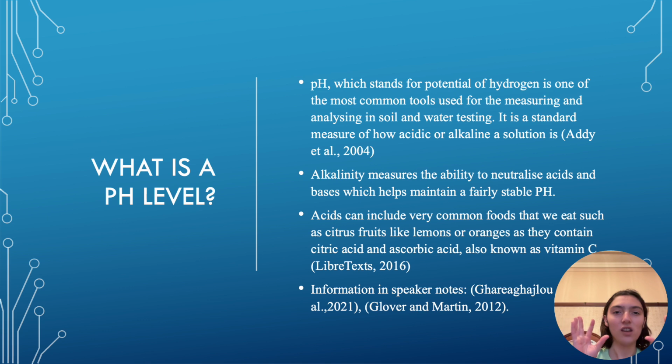Now, pH stands for potential of hydrogen and is one of the most common tools used for measuring and analyzing soil and water. It measures both acidic and alkaline properties. Acids can include very common foods that we eat, such as citrus fruits like lemons or oranges, as they contain citric and ascorbic acid. Alkalinity measures the ability to neutralize acids and bases, which helps maintain a fairly stable pH level.